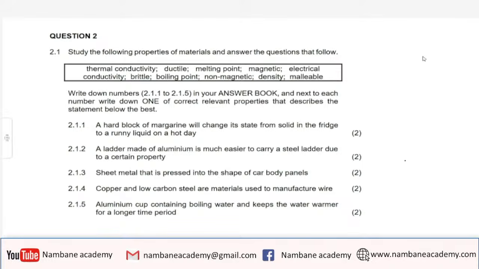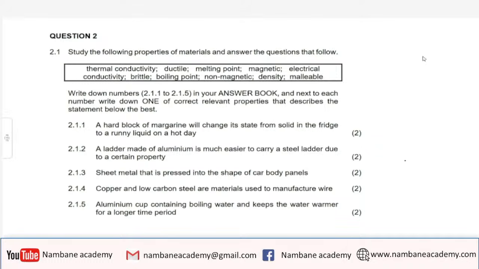So here you were given the different kinds of properties around the material, and then you were given scenarios, and then you have to basically just match the scenario to the options. So we have thermal conductivity, ductile, melting point, magnetic, electrical conductivity, brittle, boiling point, non-magnetic, density, and malleable. So the first one is a hot block of margarine will change its state from solid to runny liquid on a hot day. So that is change of states. Change of states is usually, for example, boiling point or melting point. So you have to choose between those two.